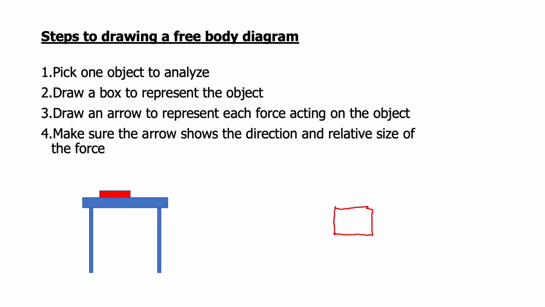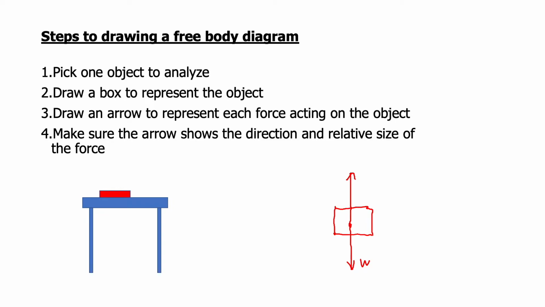The first one is the force of gravity, which is directed downwards. This is weight, and weight, as we define it, is the force applied by the earth on that certain object. Another force acting on it is the force applied by the table on the book. It should be directed upwards to cancel this weight so that the book remains on the top of the table. And then make sure the arrow shows the direction and the relative size of the force.